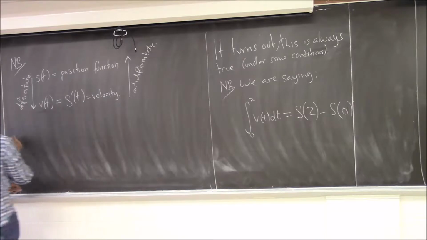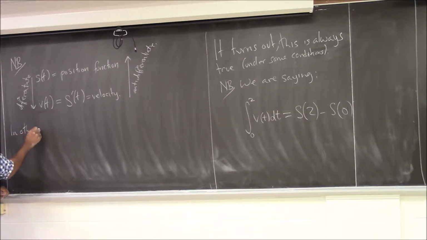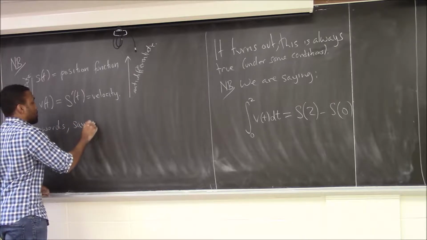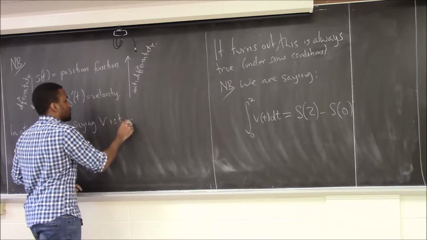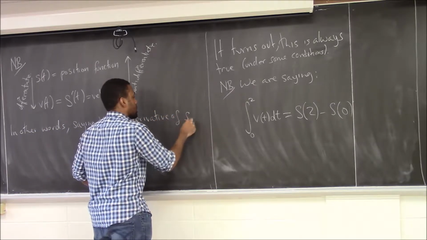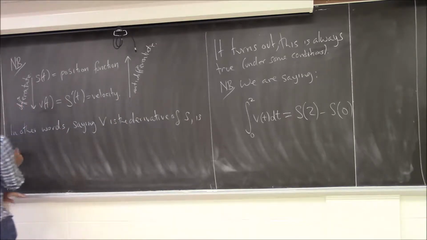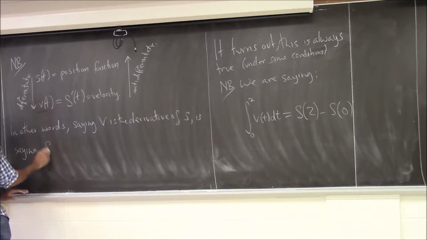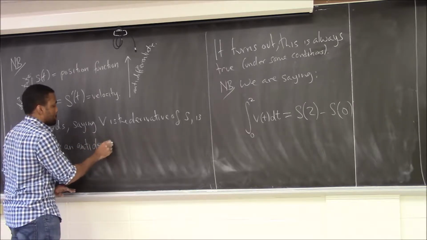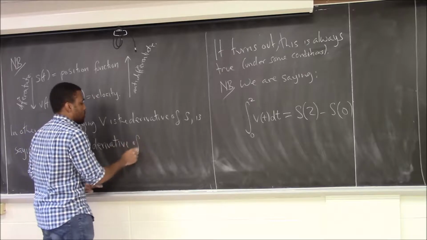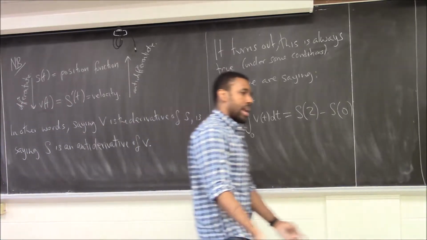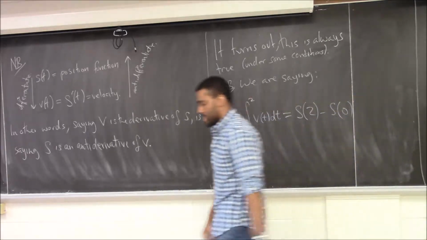In other words, saying V is the derivative of S is saying S is an antiderivative of V. You can think of it from the other way, right? Let's say I anti-differentiated what I did before.